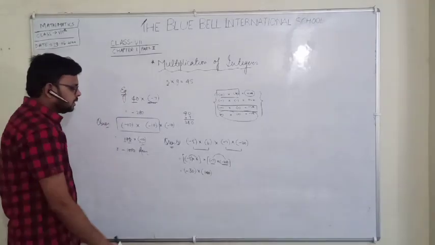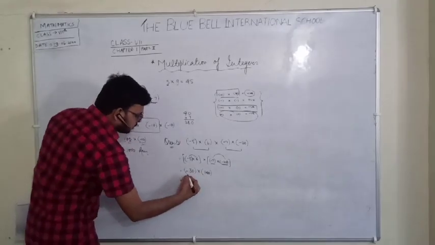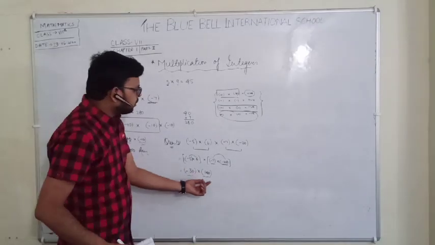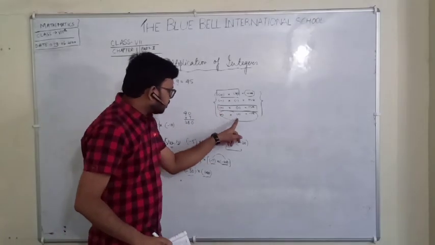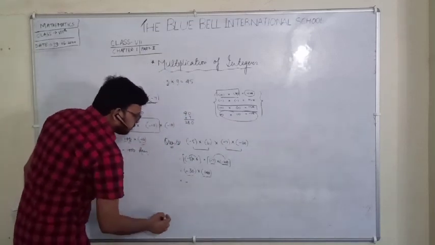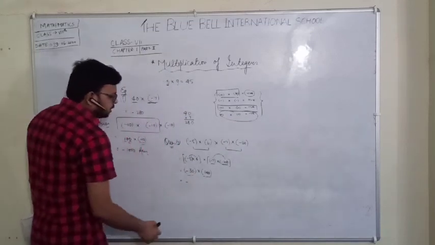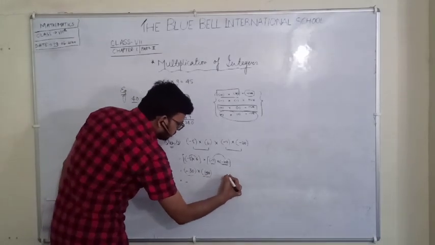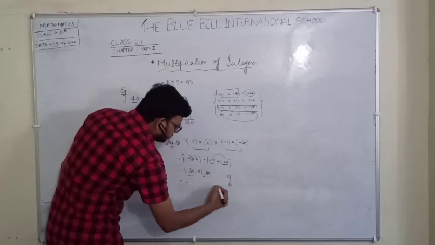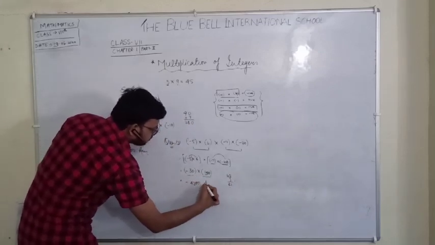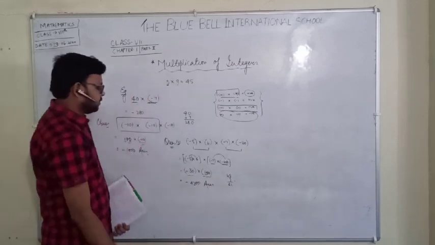Now you have to multiply these two numbers. This is the first number, this is the second number. The first number is negative, second number is positive. The answer will be negative. And you have to multiply it with 140 into 3. 14 into 3, 42, and put 2 zeros. And this is our answer.